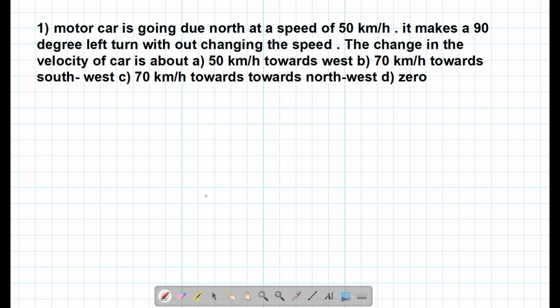Going due north at a speed of 50 km per hour. So, the answer to this question: a motor car is going due north at 50 km per hour. It makes a 90-degree left turn without changing the speed. Find the change in velocity of the car.